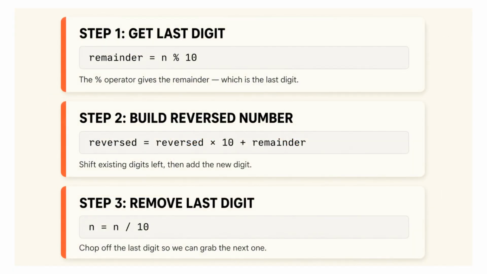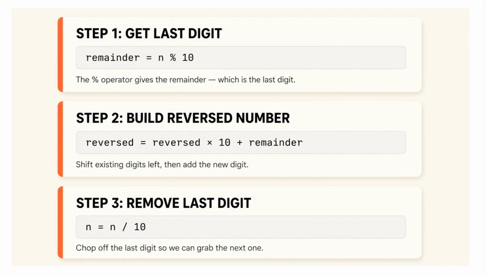Alright, before we jump into the full logic, let me introduce you to the 3 main operations that do all the work. Every time the loop runs, these 3 things happen in order. Step 1, we grab the last digit of the number. We do this using the modulus operator, which is that % sign you see here. Don't worry, I'll explain it more in a minute. Step 2, we build our reversed number. We take whatever we've built so far, multiply it by 10 to make room, and then add the digit we just grabbed. Step 3, we remove the last digit from the original number. That way, next time the loop runs, we can grab the new last digit. That's the whole game. Extract, build, shrink. Over and over until nothing's left. Let me show you this in action.